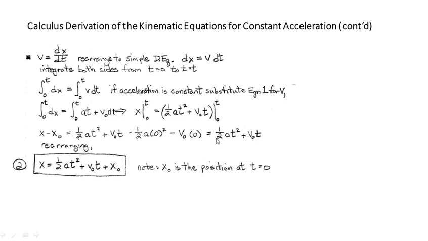We can go ahead and rearrange this and move the x sub naught over to the right hand side, and we're left with position is equal to 1/2 a t squared plus v sub naught t plus x sub naught. Or we can leave the x sub naught over on the left hand side and we get delta x, or displacement, is equal to 1/2 acceleration times time squared plus the initial velocity times time.